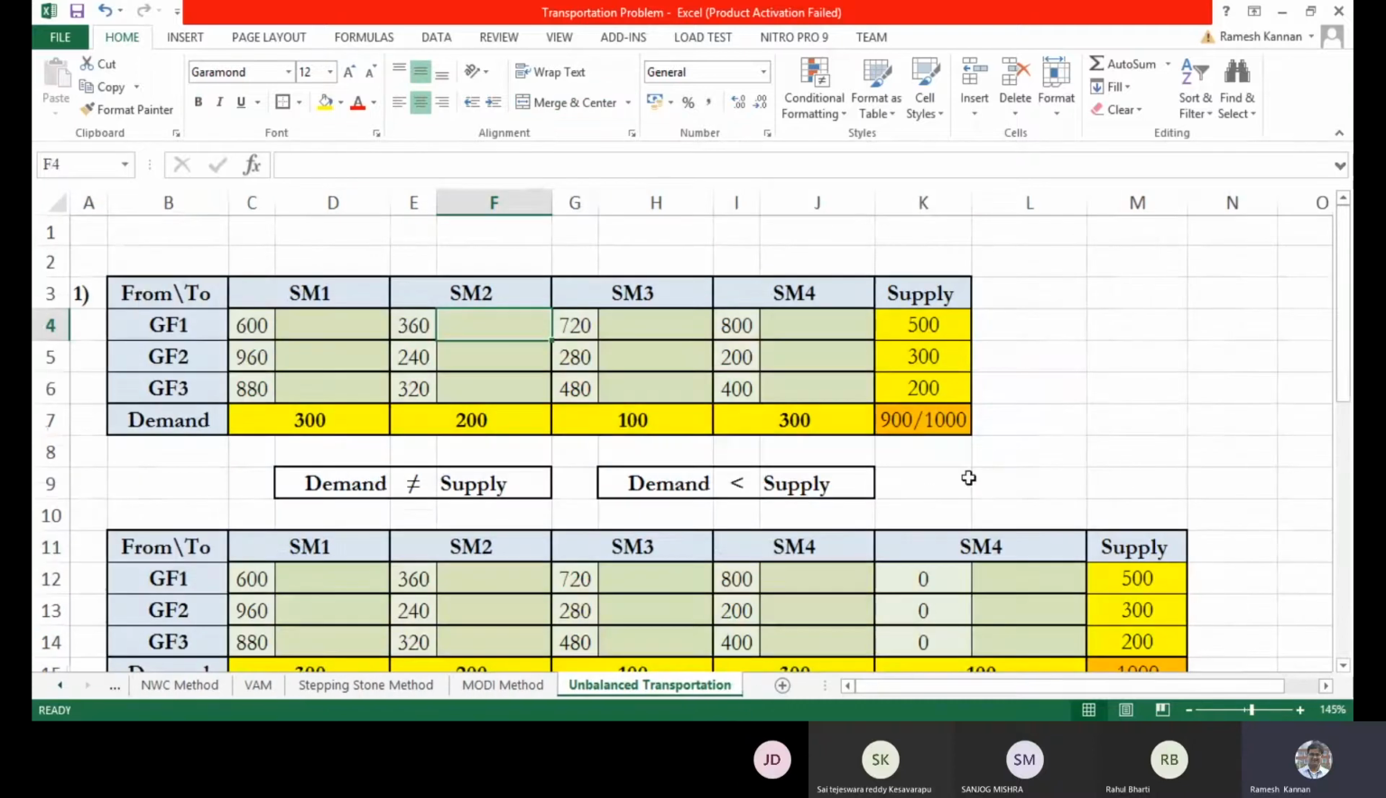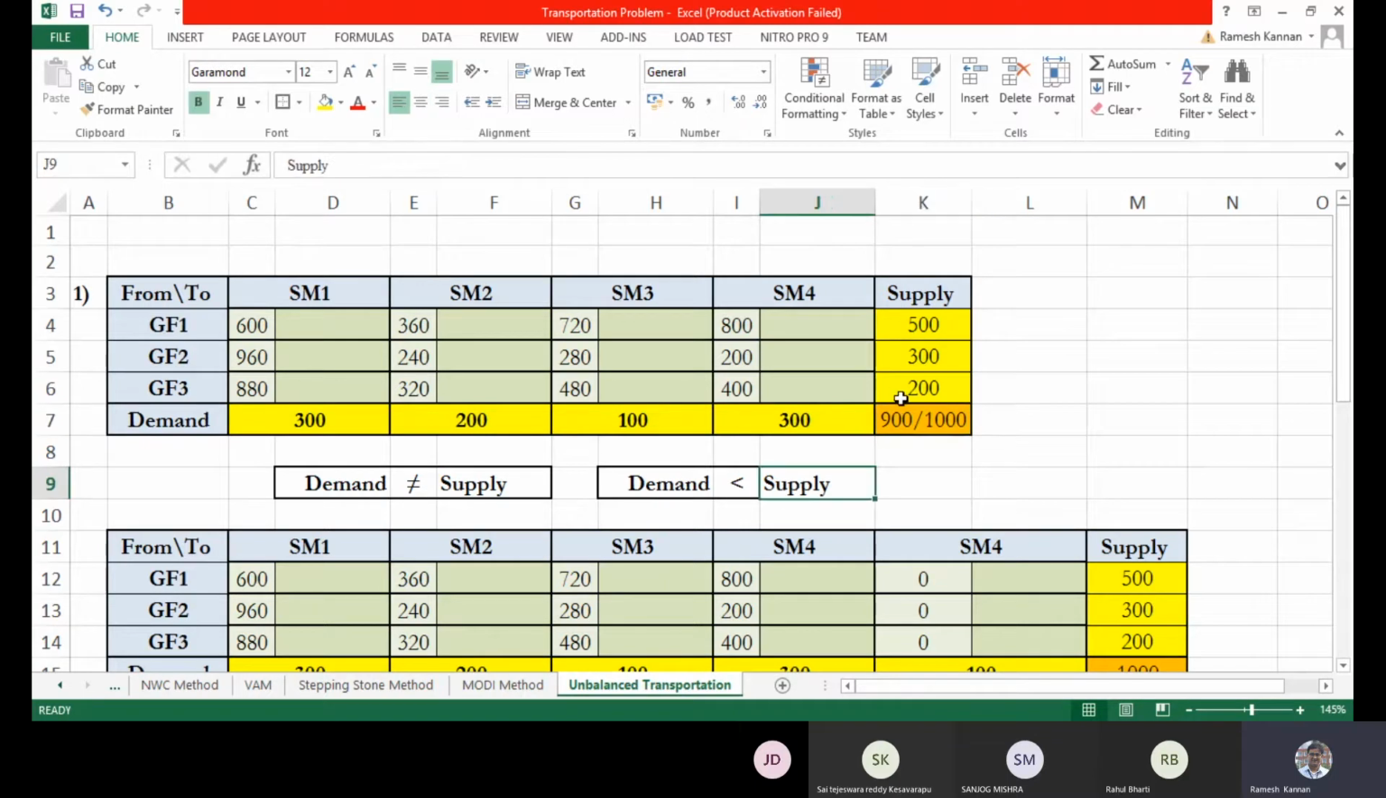Today we're going to look into the unbalanced transportation problem. So in this case, the demand is not equal to the supply. If you see, the sum of all the demands is just 900 units, whereas the supply is 1000 units. This is a typical example of demand being less than the supply.